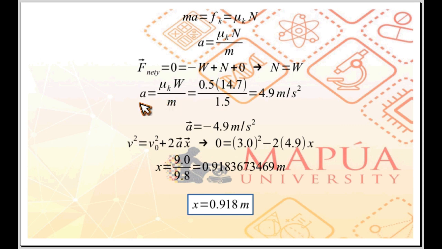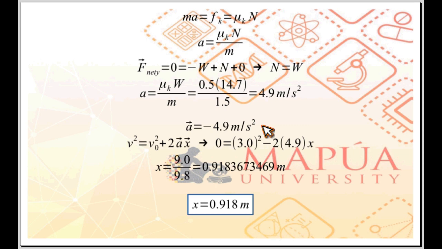We are able to calculate the acceleration magnitude, 4.9 meters per second squared. The acceleration is heading in the negative direction. So if we now put this back into vector form, the acceleration is equal to negative 4.9 meters per second squared.